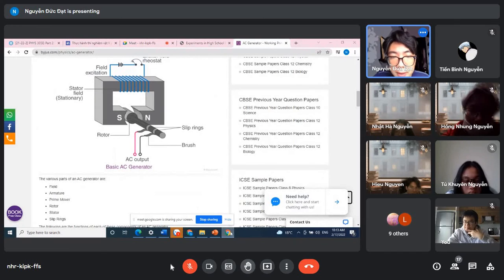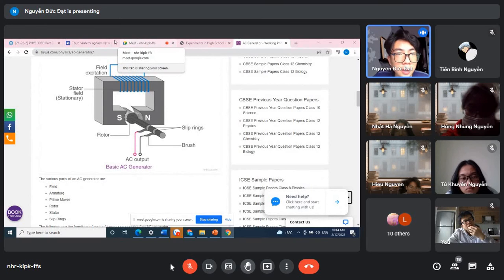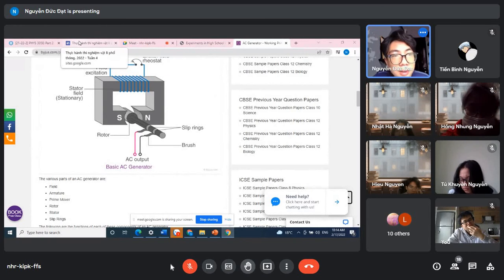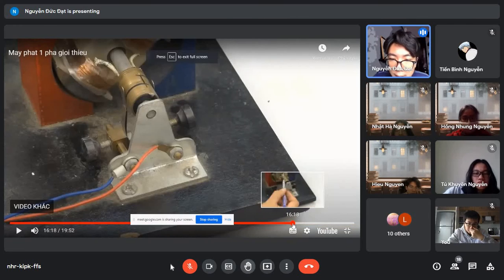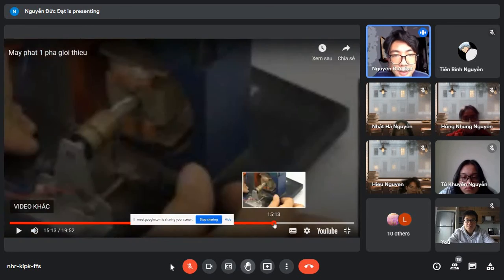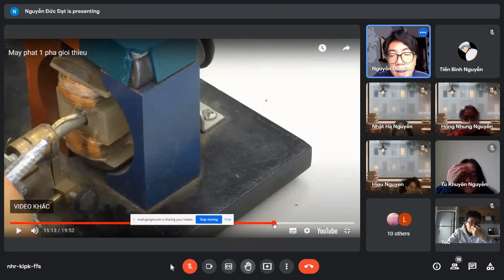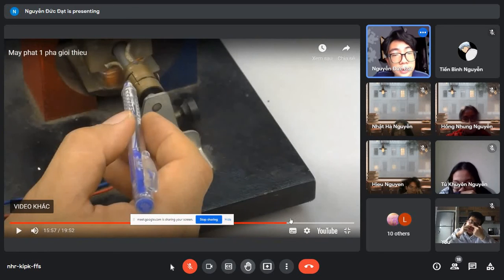So, can anyone tell me why in this situation, in the experiment in the lab, we need to structure the slip rings as in the image here? Can anyone tell me why in this cranking generator, we call it a cranking generator because we use a hand to rotate the wheel, to rotate the rotor, right?